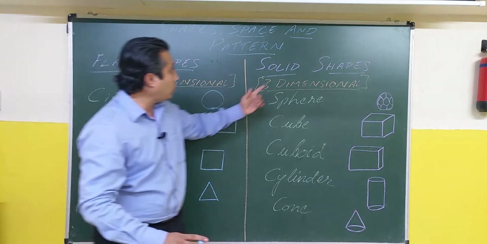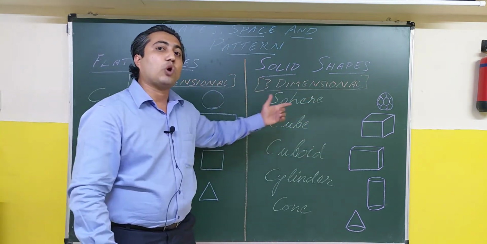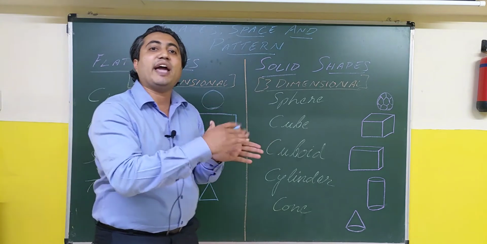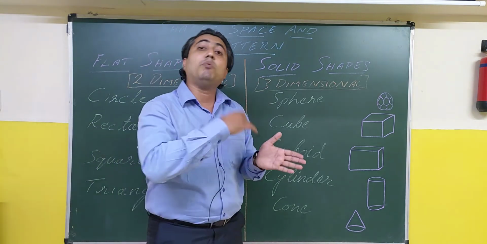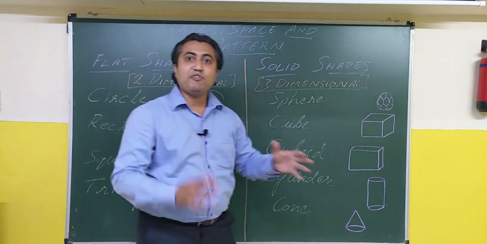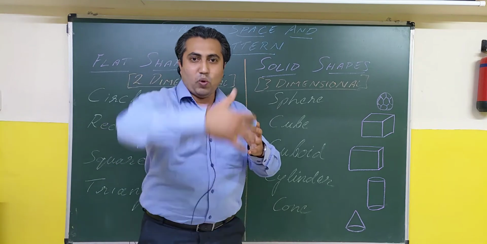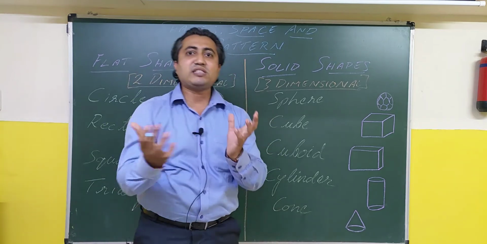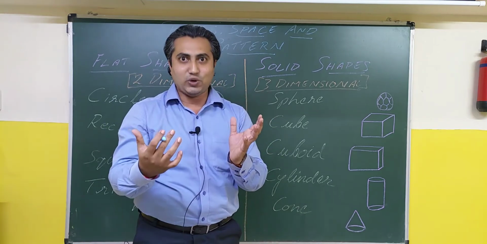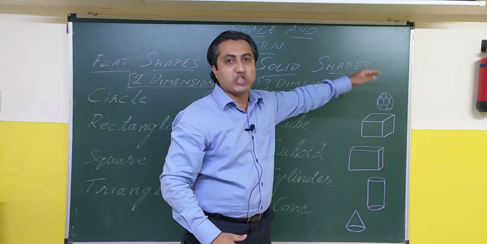Now let us go to the next one, that is solid shapes. Why do we call them solid shapes? Because they have more than one face. For example, if you are talking about a football, it has a face here, a face here. Every side it has a face. Okay, so that is why it is called a solid shape.